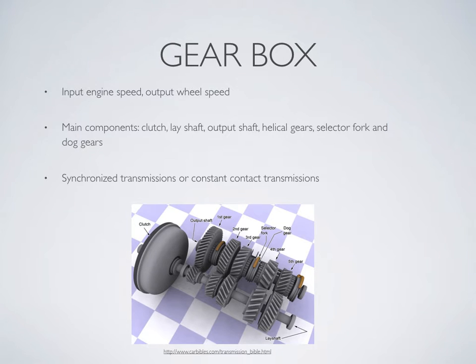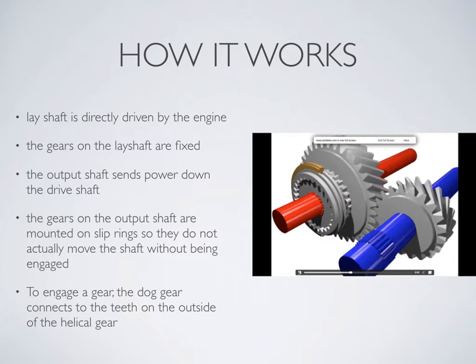So yeah, how does this work? All right, so the lay shaft takes the engine speed, and it's driven directly by the engine, and the gears on the lay shaft are fixed to the lay shaft, and so they turn the gears on the output shaft, and the output shaft has gears that are mounted on slip rings, so they're not fixed. They can spin around the output shaft without actually moving it.